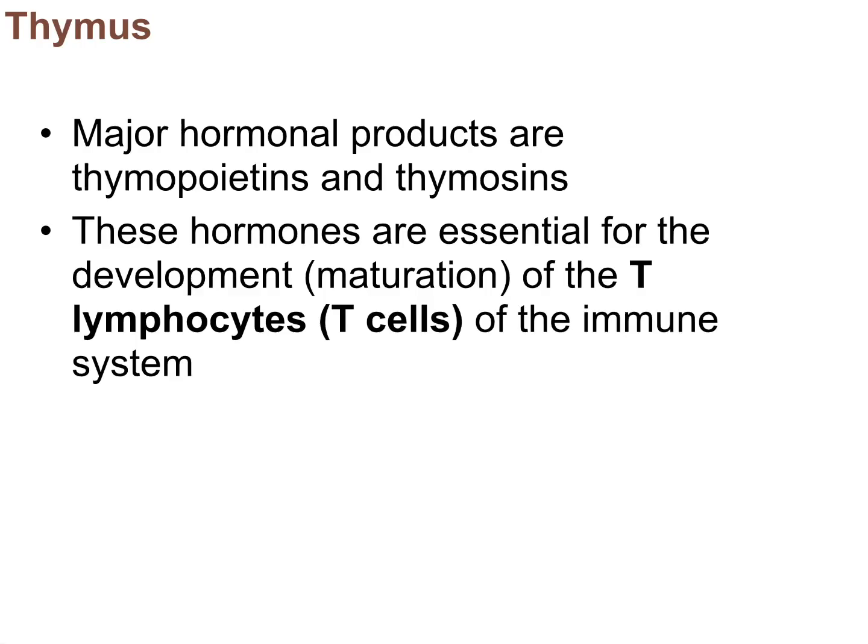The thymus is an endocrine gland, but it is also classified as a lymphatic tissue and is part of the immune system. The connection to the endocrine system is that it produces hormones called thymopoietins and thymosins, and their job is specifically to cause T cells, or T lymphocytes, to mature. And I'll talk about what that means in the immune system chapter and how that works.